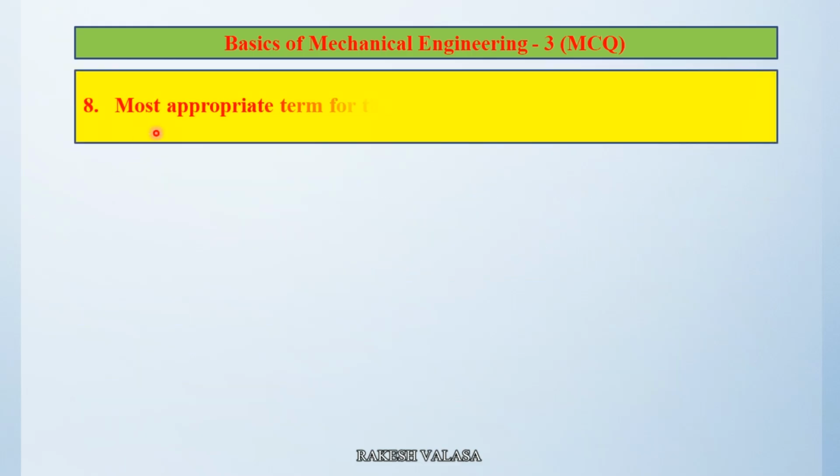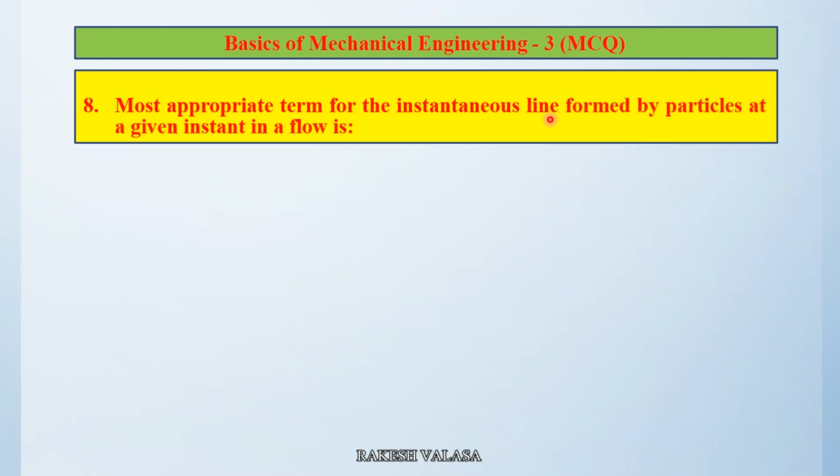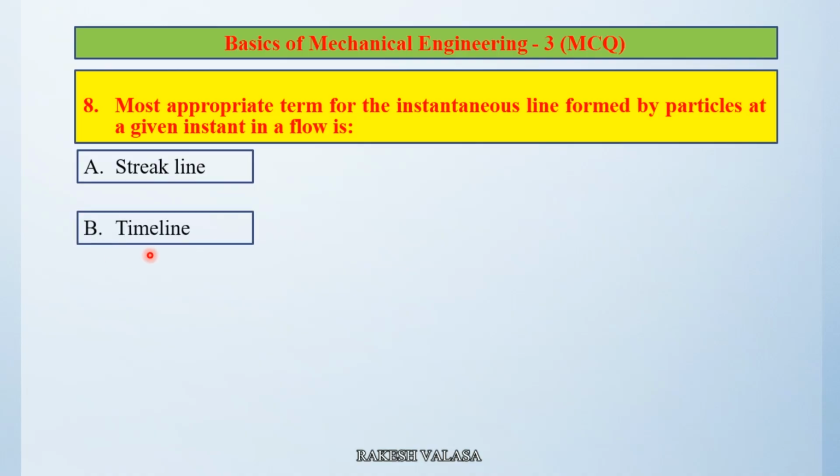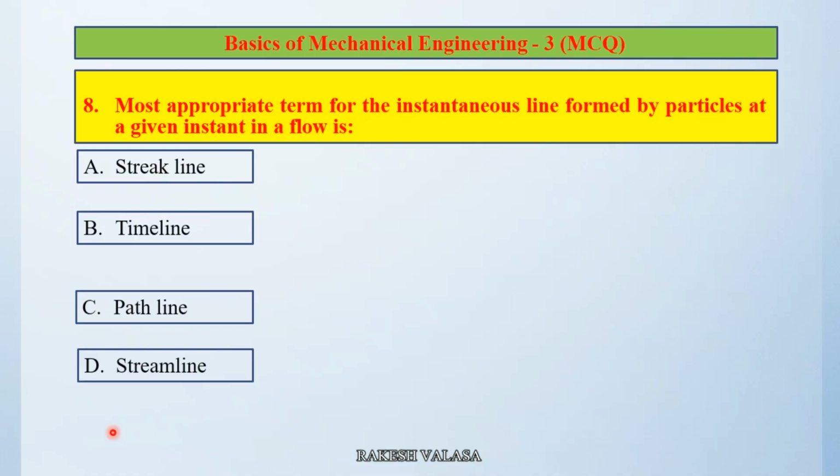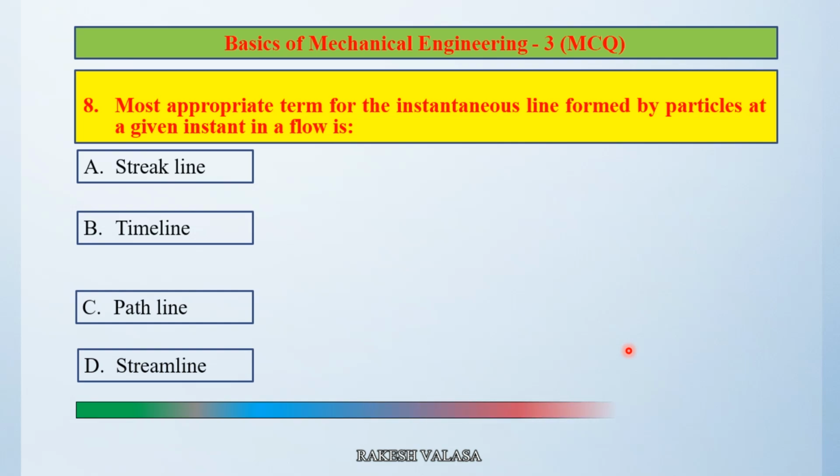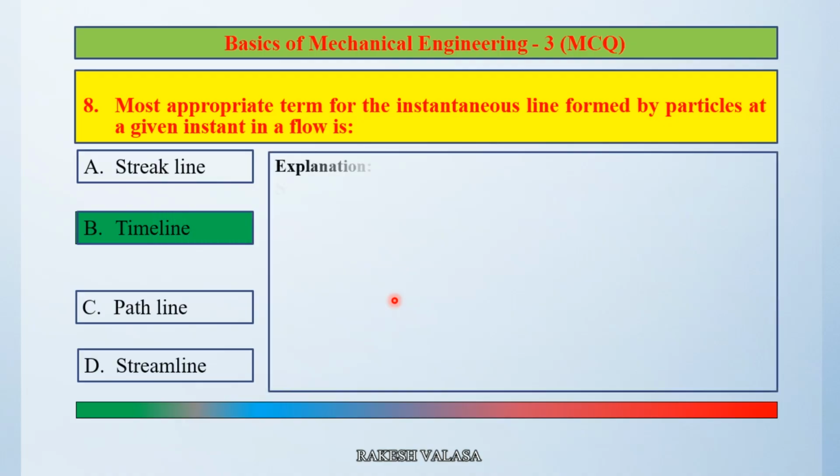Question number 8. Most appropriate term for the instantaneous line formed by particles at a given instant in a flow is option A streak line, option B timeline, option C path line, option D streamline. The correct answer is option B timeline. Let us see the explanation.